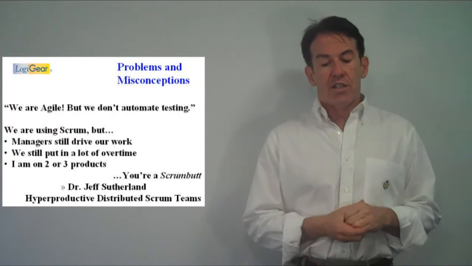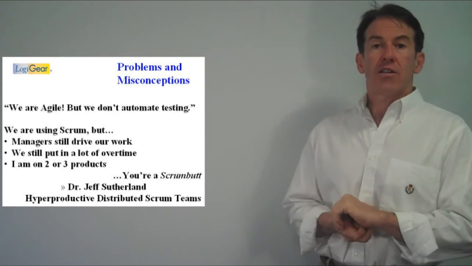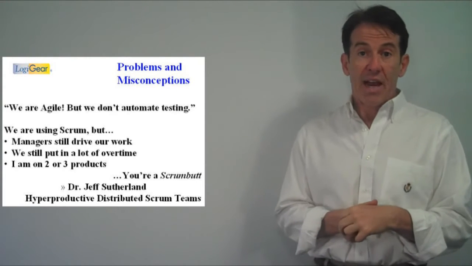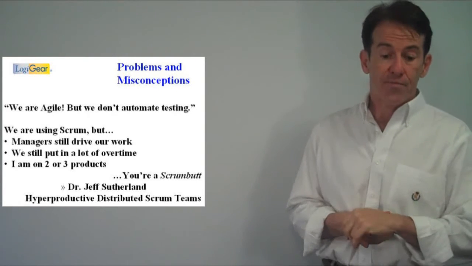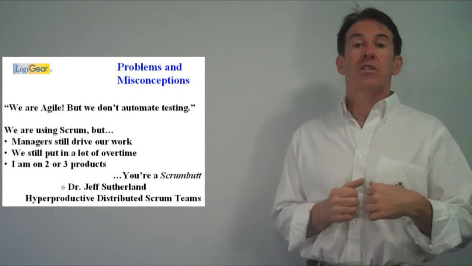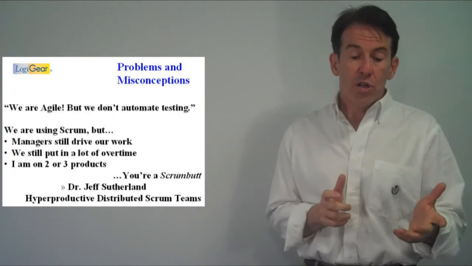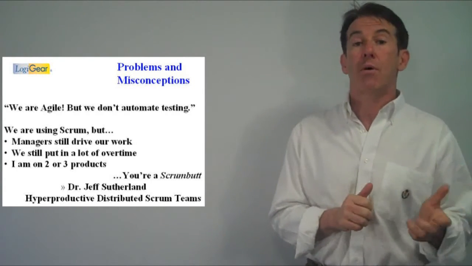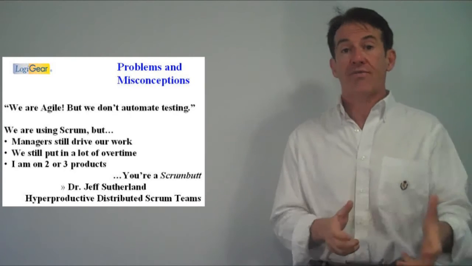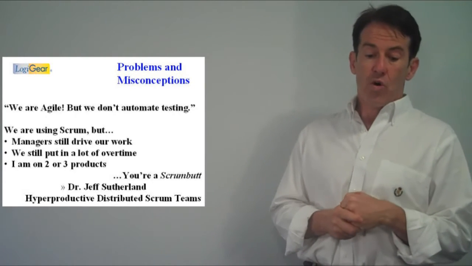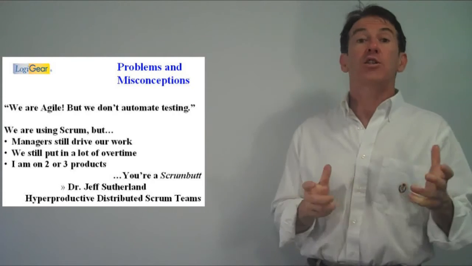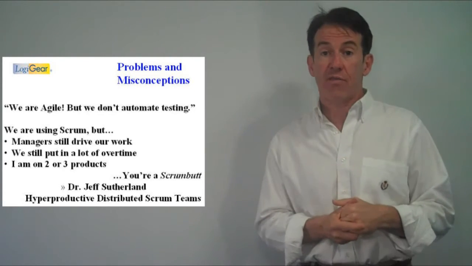So Jeff Sutherland talks very specifically about what it means implementing some of these practices, but not many or not all. So the idea where somebody could say, well, we're Agile, but we're not automating. Or we're using Scrum, but managers still drive what I have to deliver every 2 weeks. Or we're Agile, but I still have to put in a lot of overtime. Or we're Agile, but I'm multitasking. I'm still working on 3 or 4 projects.